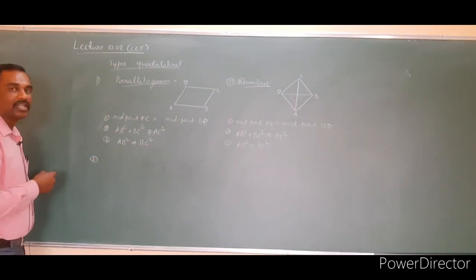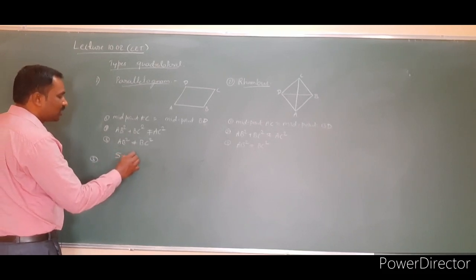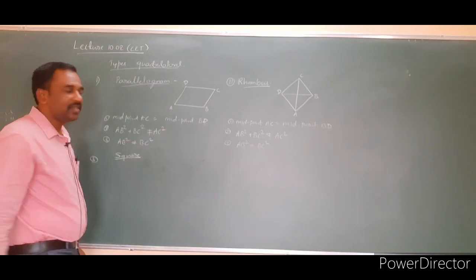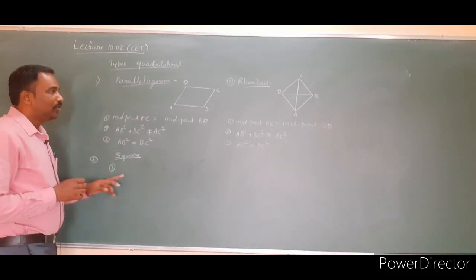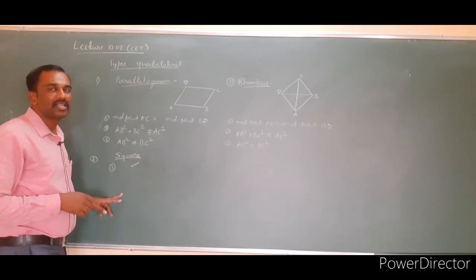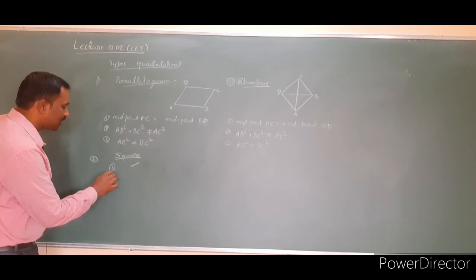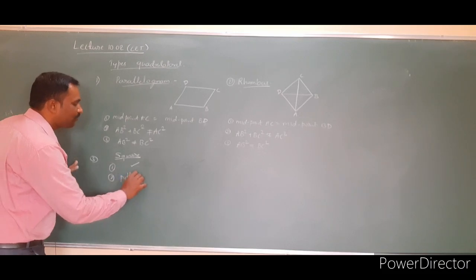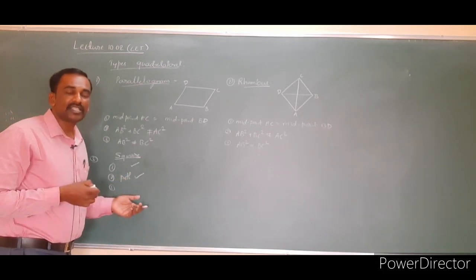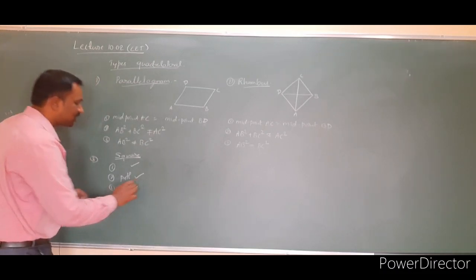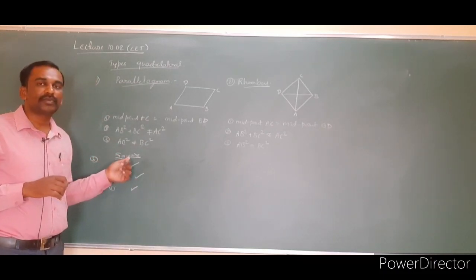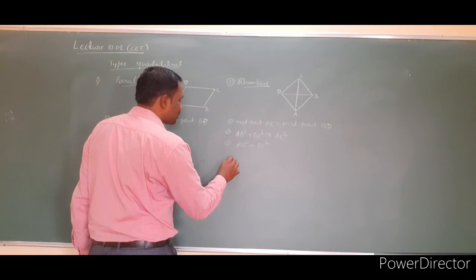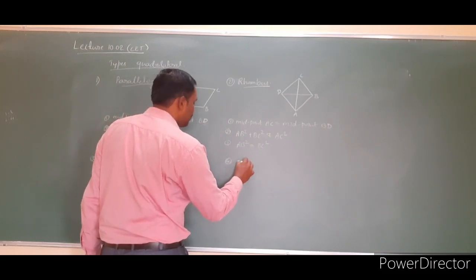Now the third one: suppose you want to say that a given quadrilateral is a square, then these three conditions only we need to check. Are the midpoints of the diagonals equal? Yes. Second, is Pythagoras theorem satisfied? Yes, obviously. Third, are adjacent sides equal in length? Yes. All three conditions are satisfied, so you can conclude that the given quadrilateral is a square.